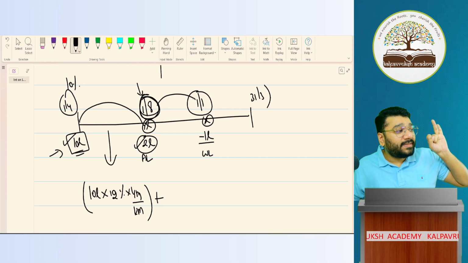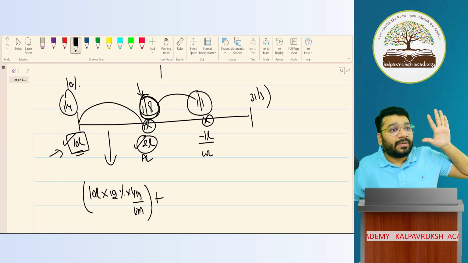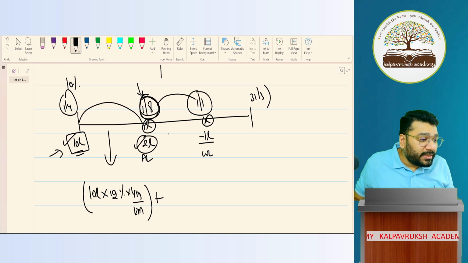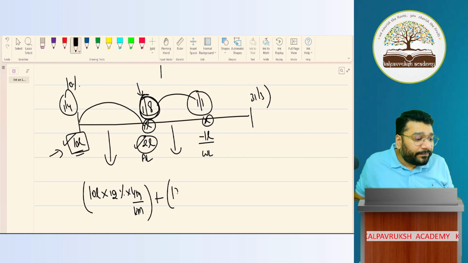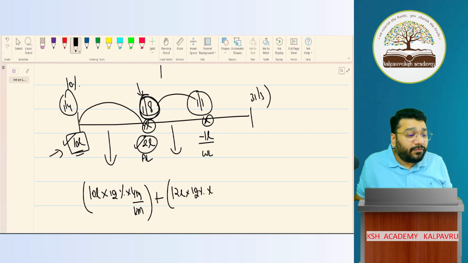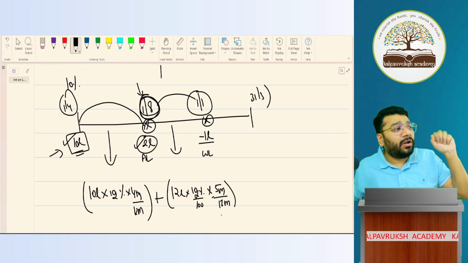From 1 August to 1 January, how many months? August, September, October, November, December. How many months? 5 months. So now during this period, 12 lakh the firm is enjoying at the rate of 12% for how many months? 5 months by 12 months. This is 12 by 100. Any problem? I will get interest for 5 months.